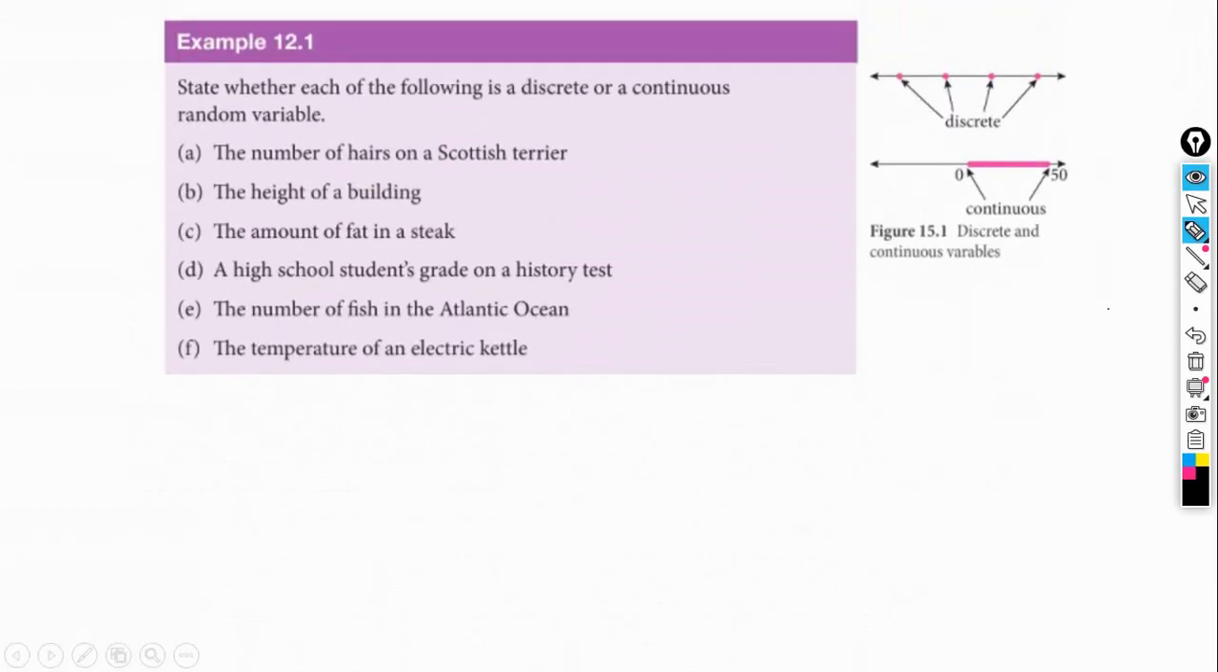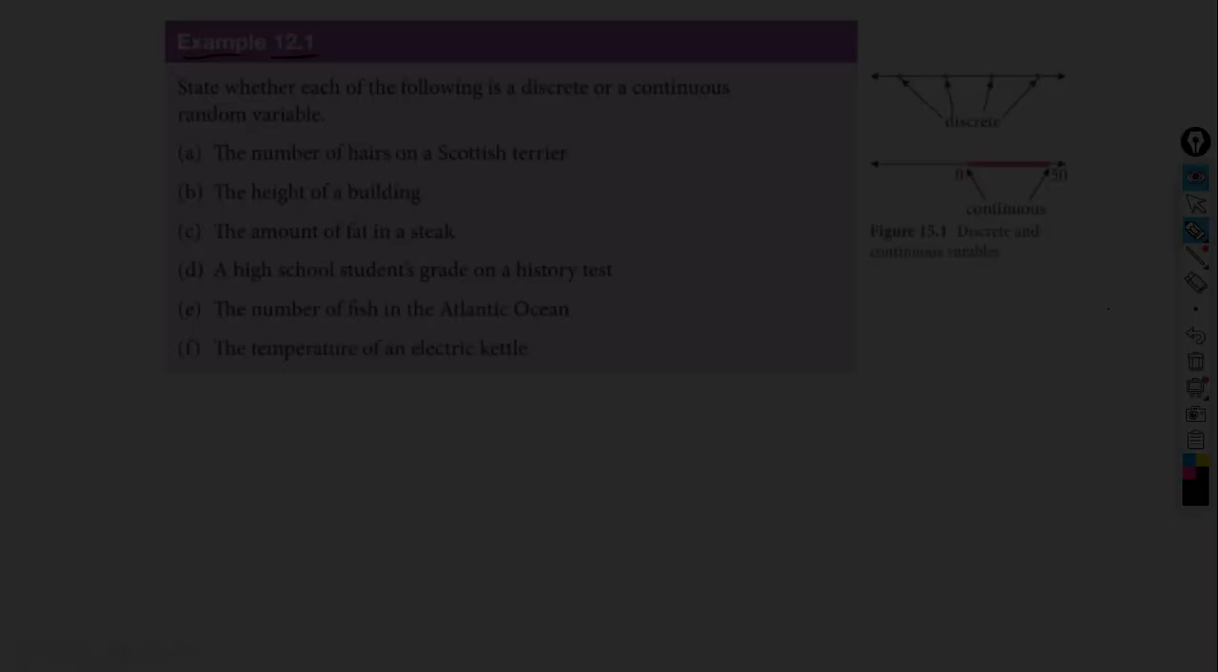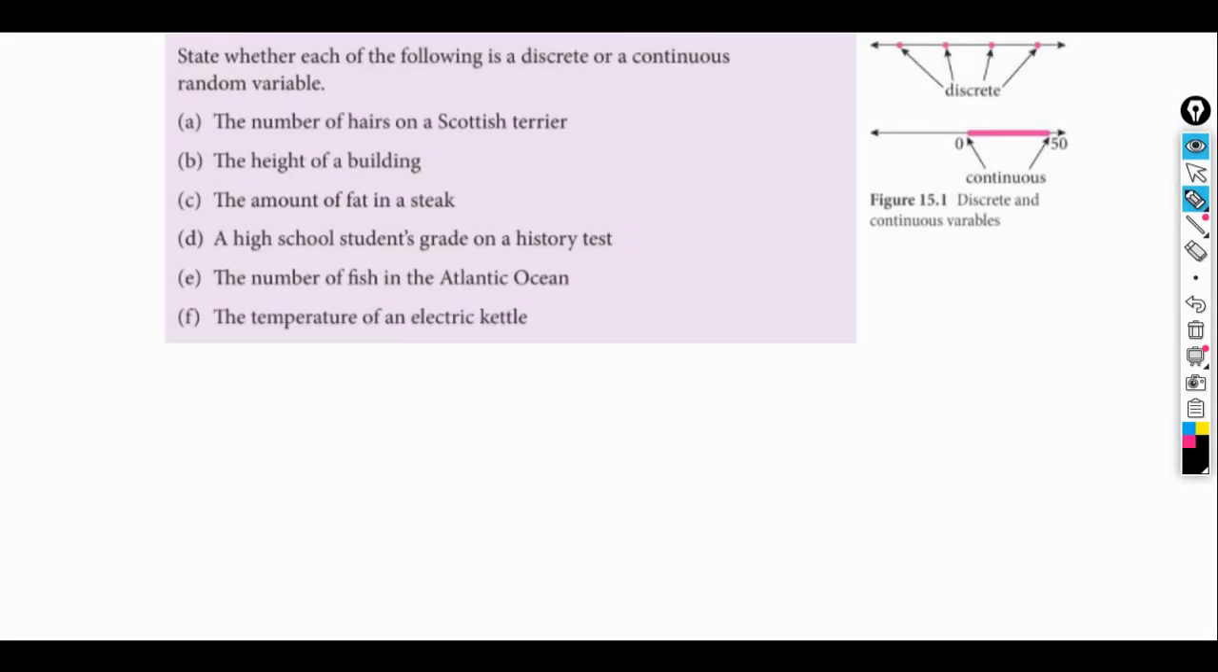Next, we're going to focus on example 12.1. It says, state whether each of the following is a discrete or continuous random variable. Letter A, the number of hairs on a Scottish Terrier. Well, even though the number of hairs is incredibly large, it's countable. So this is a discrete variable. B, the height of a building. Well, this can be any real number. Even when we say that the building is 15 meters high, the number could be 15.1 or 15.02 meters and so on. So this is continuous.